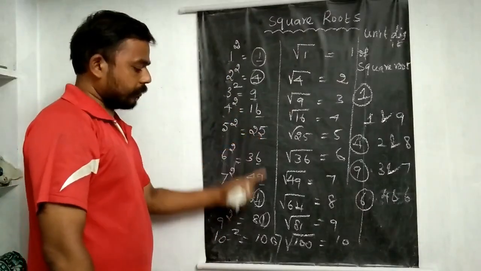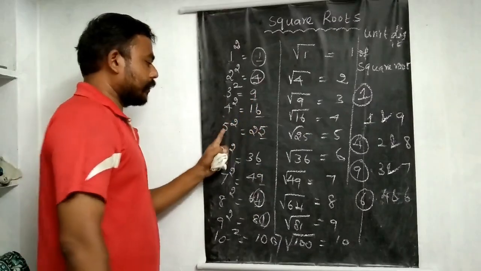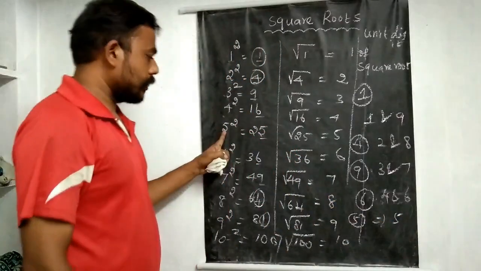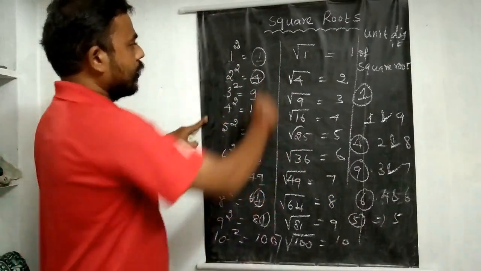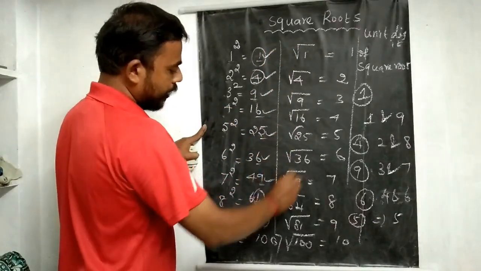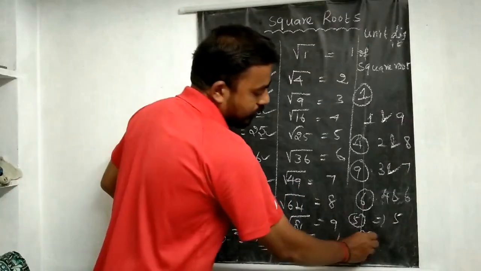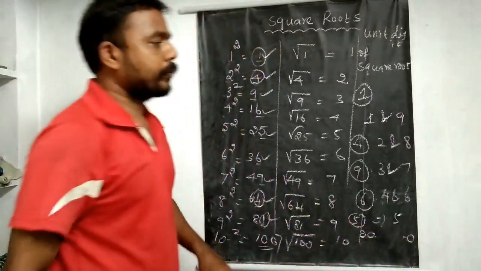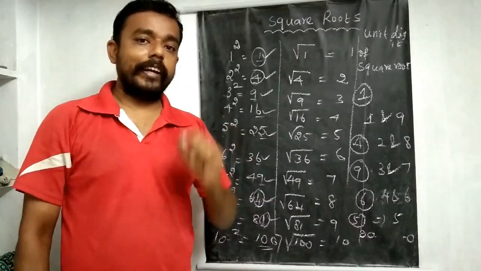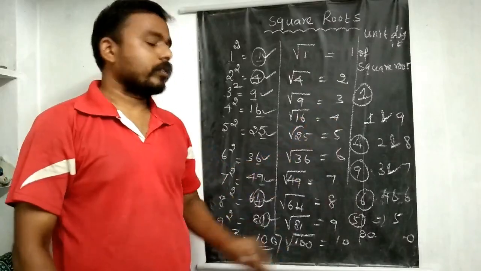Now come to 5. There is no other number that gives 5, so 5 means only 5. So this one is over, 6 over, 5 over, 9 over, 4 over, 1 over. Double 0 means single 0, so 0 means only 0 is possible. So if you have a square number, this is how we find the possible unit digits of the square root of a number.